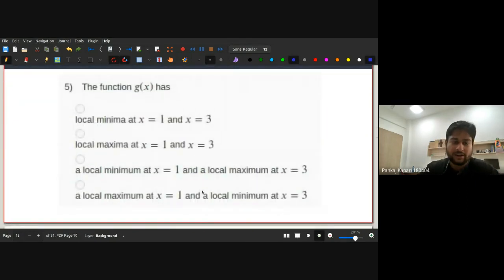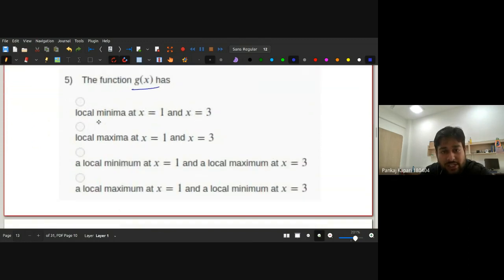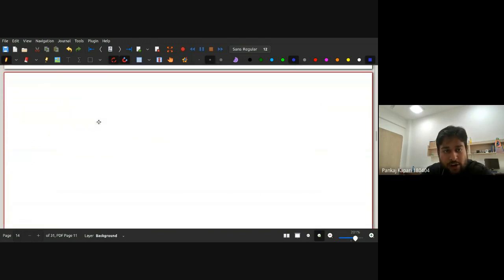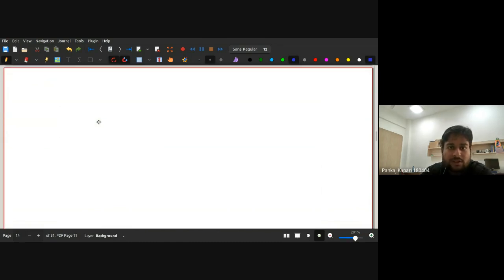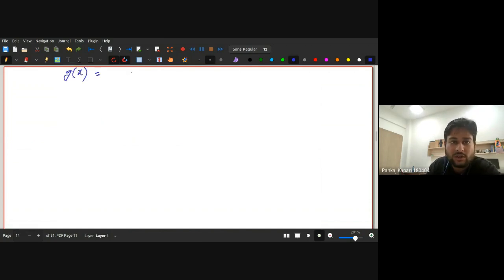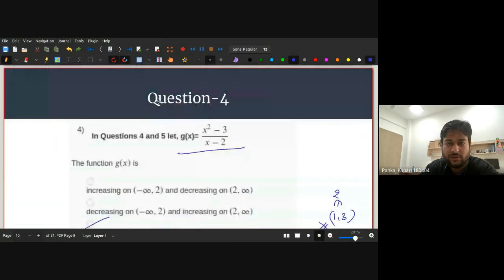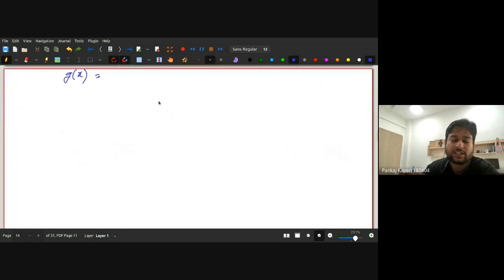Again, the problem is about the same function g, but this time you have to find out the nature of the critical points. There were three critical points, 1, 2, and 3, and you have to tell me which point is a point of local maxima and which one is a point of local minima. So let's recall what the function was. The function was g(x) equal to (x square minus 3) divided by (x minus 2).